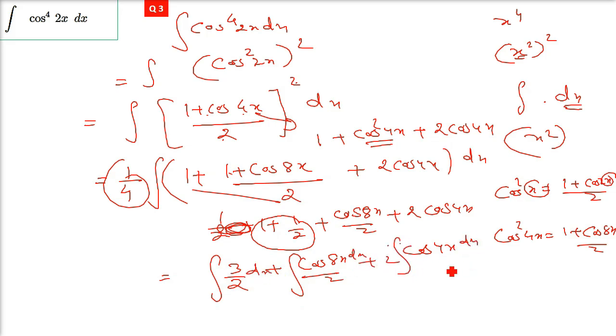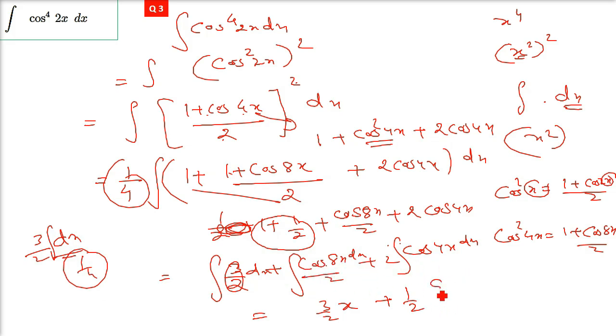So we are differentiating with respect to dx. So 3 by 2 integration of just dx is x only. Plus cos 8x, 1 by 4 is already outside. So 1 by 2 we have taken outside. Cos 8x will be sin 8x. And what is 8x? Differentiation of 8x.